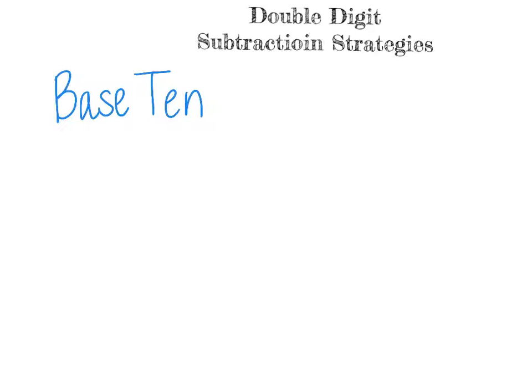So in base 10, let's see, I need a problem first. Let's do 56 minus 28. So this is base 10, and we are doing subtraction. So in subtraction, when I'm using base 10, I am only going to draw base 10 blocks for the larger number. The larger number is 56, so I am going to draw that number in base 10. So my number is 56.